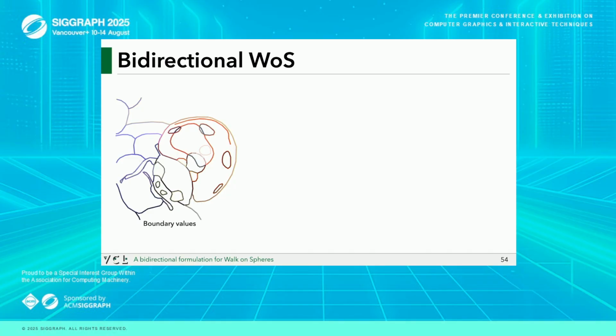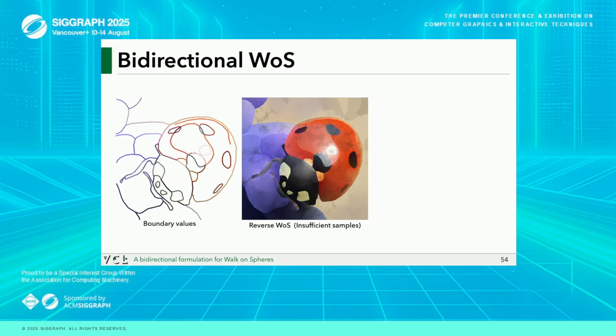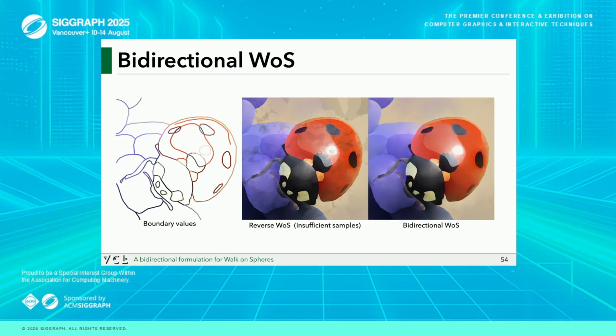And so here's a simple diffusion curves image with this ladybug. And if you only use a few of these reverse walks, you get these artifacts in the reconstruction. And then just by taking a couple steps in the forward direction, you can smooth those out at very little extra cost.